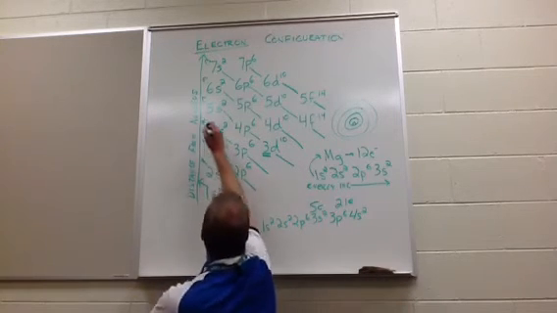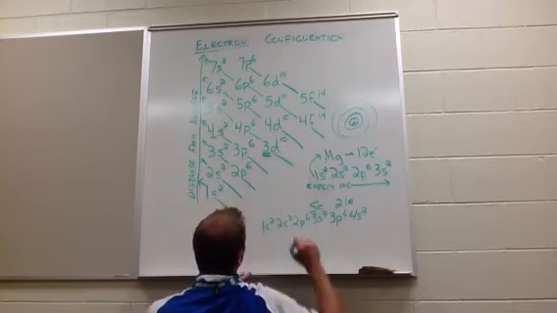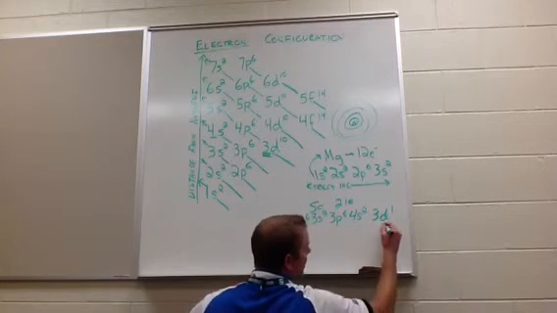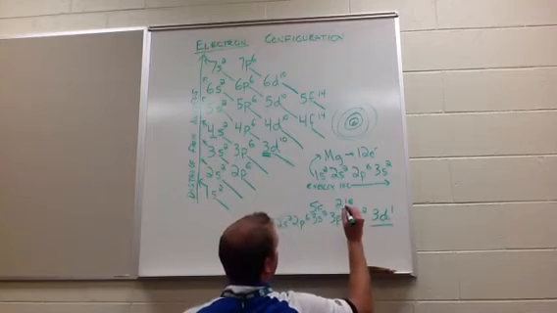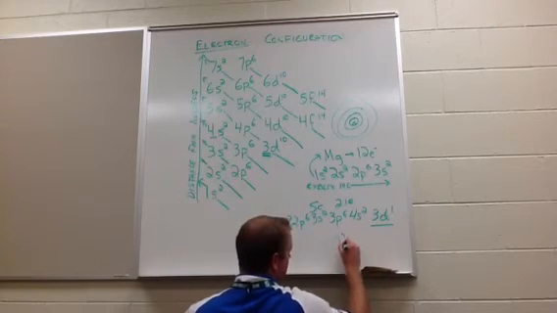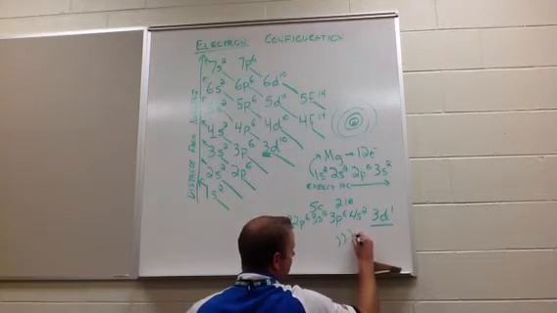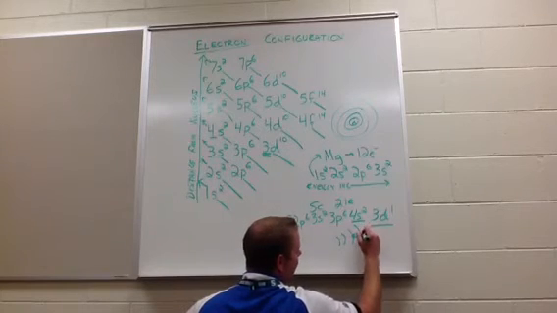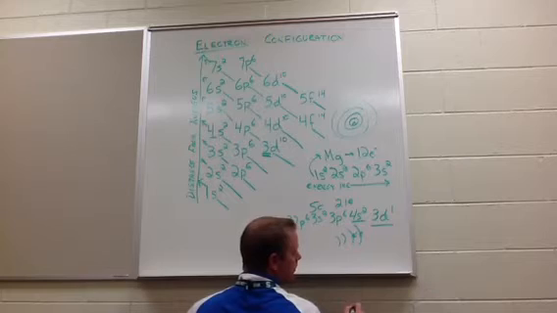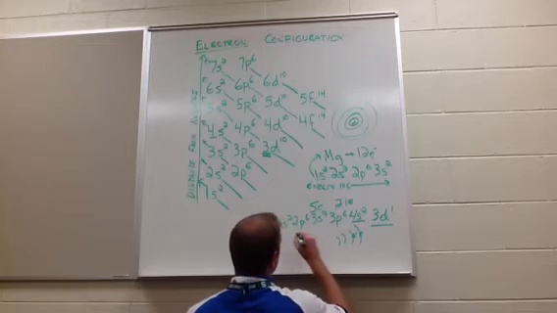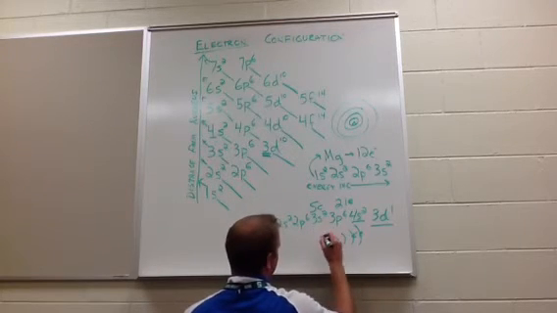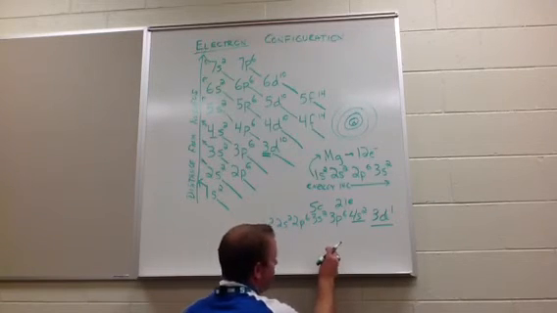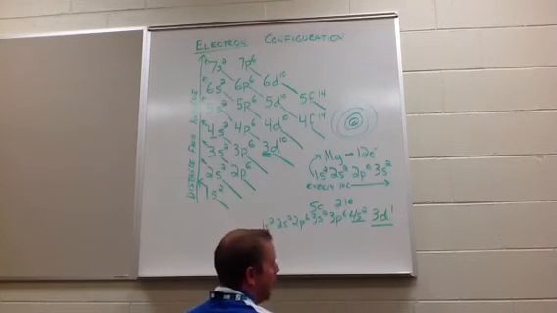So after 4s, chain back to here, and now we're back to 3d1. What does it mean? This one electron at the third energy level has more energy than these 2 electrons out at the 4th level, disproving Bohr. So this is the electron configuration for scandium. 1s2, 2s2, 2p6, 3s2, 3p6, 4s2, 3d1.